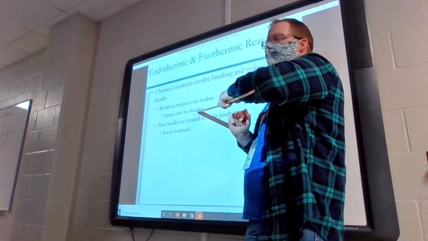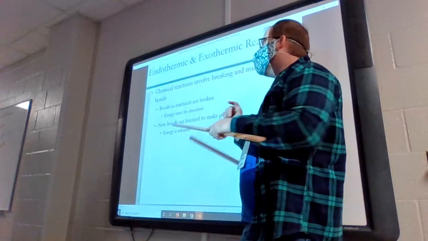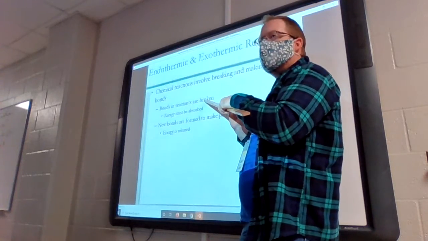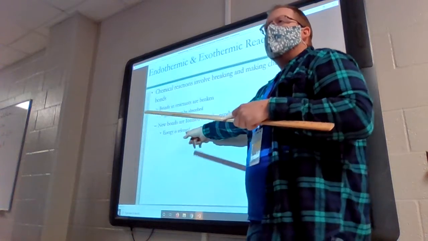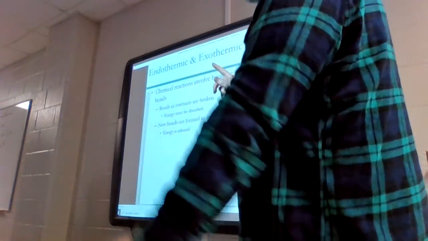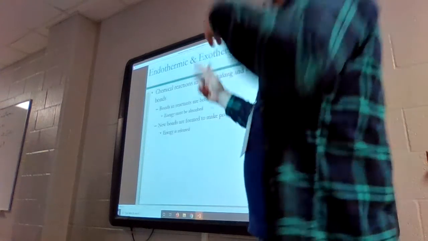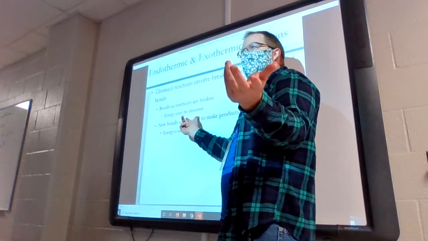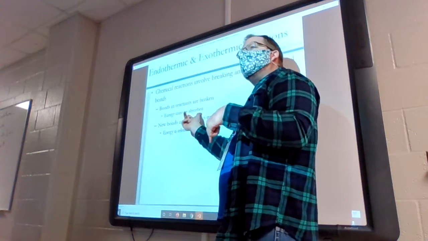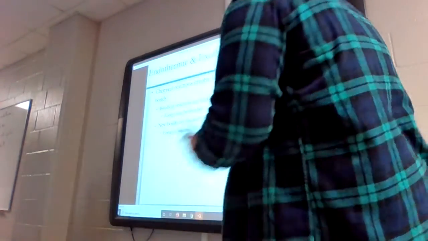That's how it's broken. The opposite happens when I form new bonds. If I put energy in to break the bonds, when I form new bonds, energy is released. Basically, whether a reaction is endothermic or exothermic depends on whether I'm releasing more than I'm absorbing, or absorbing more than I'm releasing.